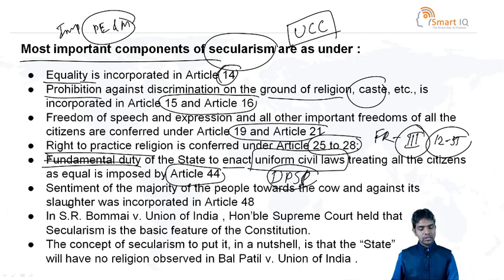Next is the sentiment of the majority of the people towards the cow and against its slaughter, as included in Article 48. In recent years, especially the BJP-led government has talked about banning cow slaughter, that is, the eating of beef. That is covered by Article 48. Here also there is no discrimination on this one, and it's very important for both your prelims as well as mains.